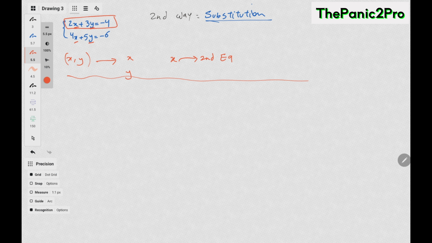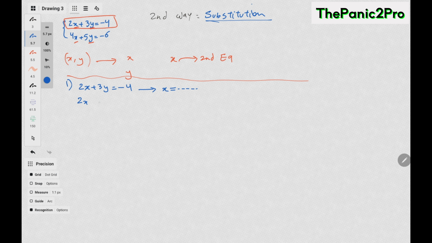Let's just start doing that. First equation was 2x plus 3y is minus 4. I want to try to get x out of here. I want to get x in a way which says equals something, right? How can I do it?